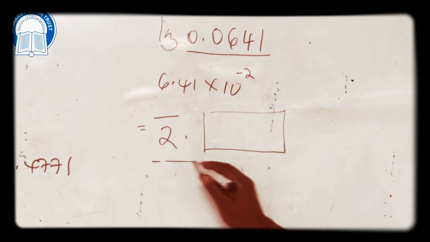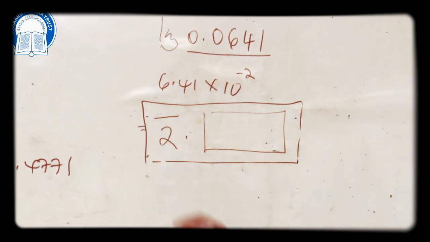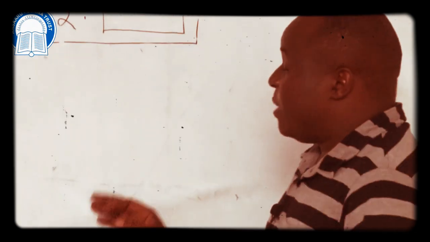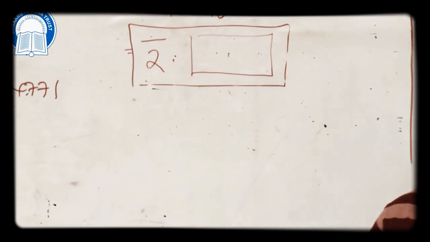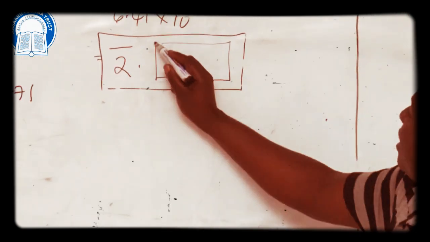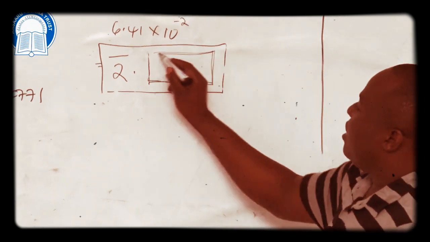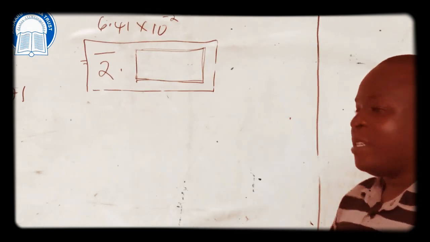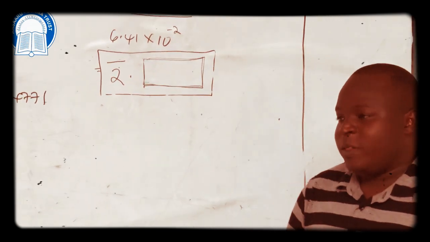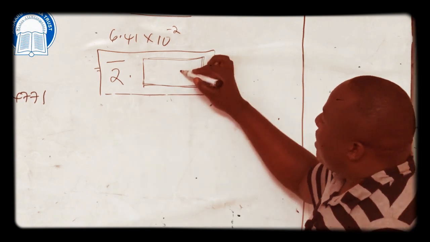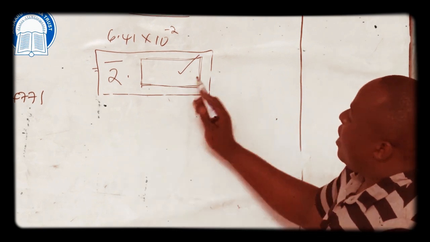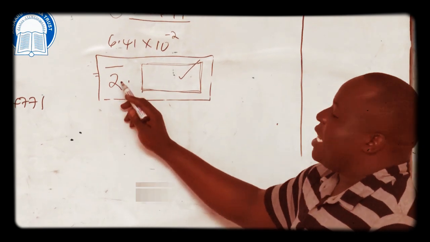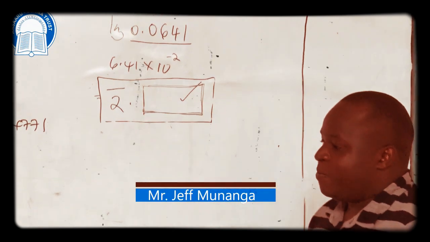Then you were told something to do with this value here in Form 2. I think they explained to you that this number here is referred to as a characteristic, and the number after the decimal is a mantissa. So there was this rule. The rule was the mantissa can never be negative, but the characteristic can either be negative or positive.